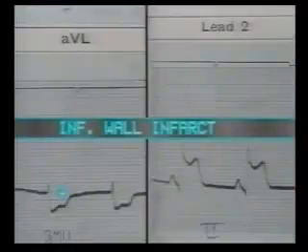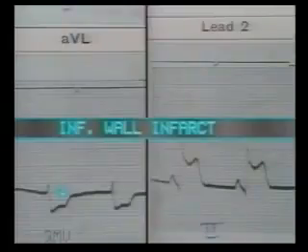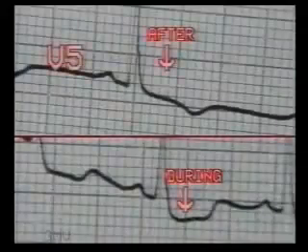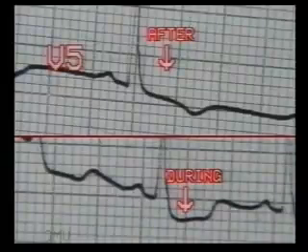Note the ST segment elevation in leads 2 and ST segment depression in lead AVL. In contrast, this is an anterior wall infarct where leads 1 and AVL show ST segment elevation and 2-3 AVF show ST segment depression. Now we will see various types of ST segment depressions due to myocardial ischemia.